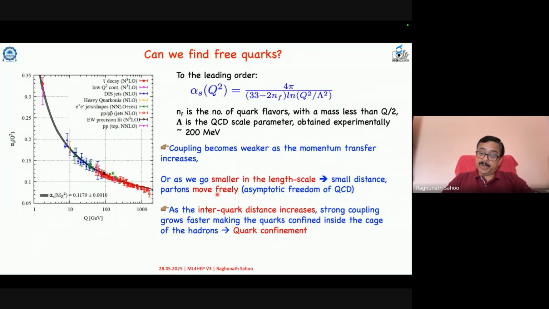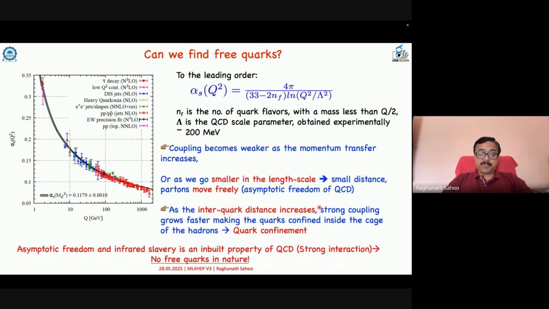And as the inter quark distance separation increases, the strong coupling constant will grow faster, as you can see here, and this will make quarks confined in the case of hadrons. This is called quark confinement. And this asymptotic freedom and infrared slavery is an inbuilt property of QCD, or the strong interaction. Thereby, this tells me that there are no free quarks or gluons, or collectively partons, following Richard Feynman. So those are not seen in nature.